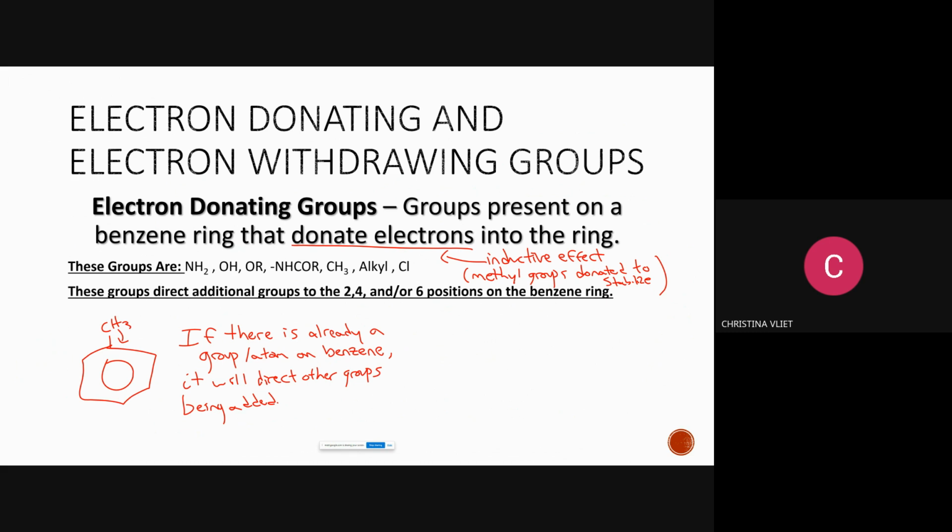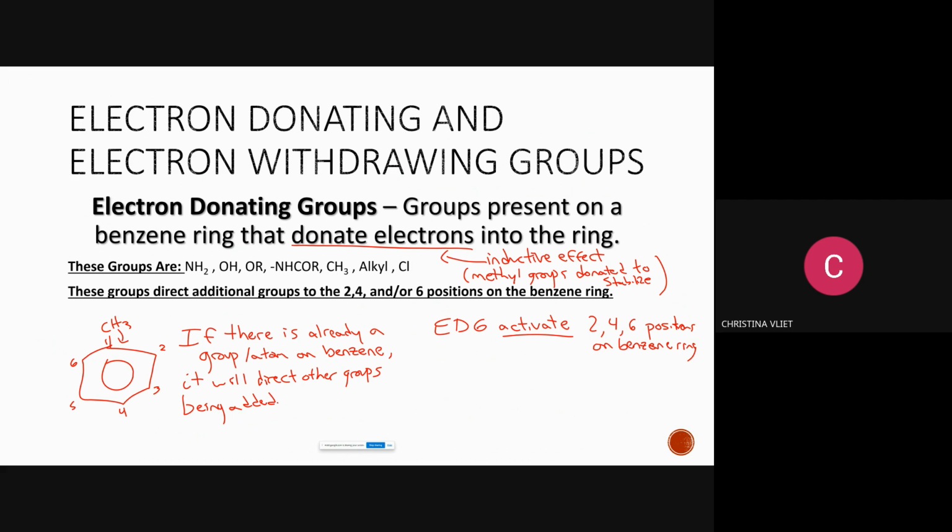And it activates certain positions. So electron donating groups activate, and yes, the word used is activate, the 2, 4, and 6 positions on a benzene ring. What is a 2, 4, and 6 position? 2, 4, and 6 from where? Where would carbon 1 be? Carbon 1 is going to be at the top, wherever that group is. So this would be carbon 1. It would activate positions 2, 4, and 6.